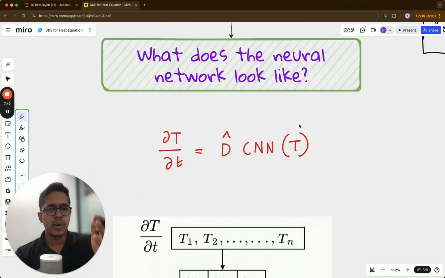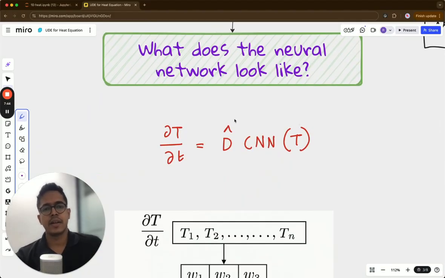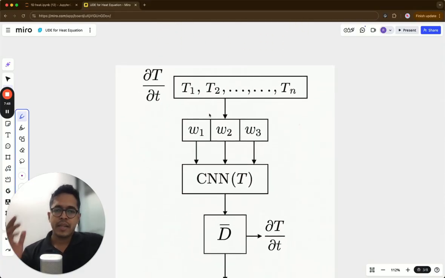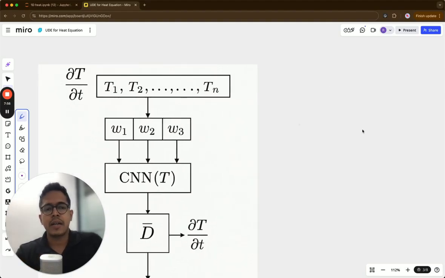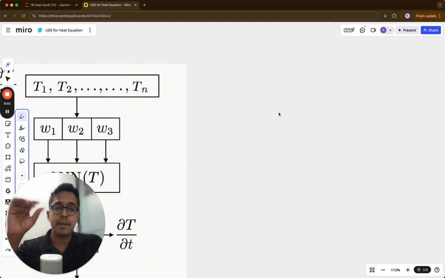Now, what does the neural network look like? The structure of the neural network, that's the main question here. So the structure of the neural network is as follows. You have your temperature data, ground truth data, which you get by solving your partial differential equation. So your ground truth data will be the evolution of temperature with respect to time, given you have an initial temperature distribution, which is the initial conditions. So you have that ground truth.